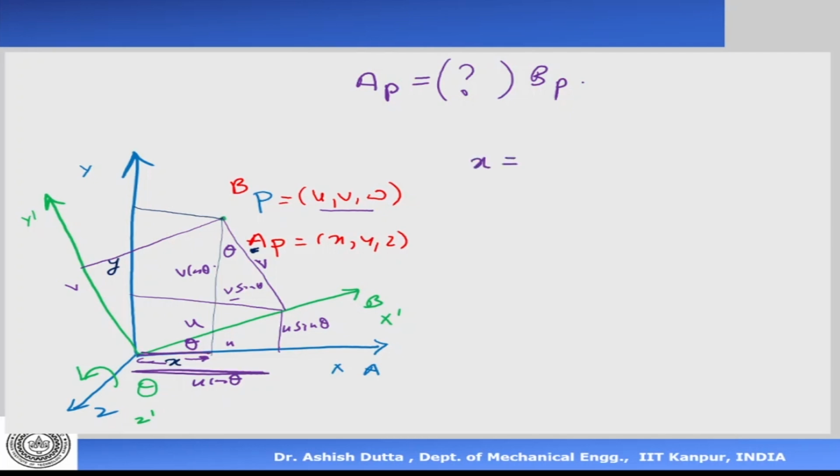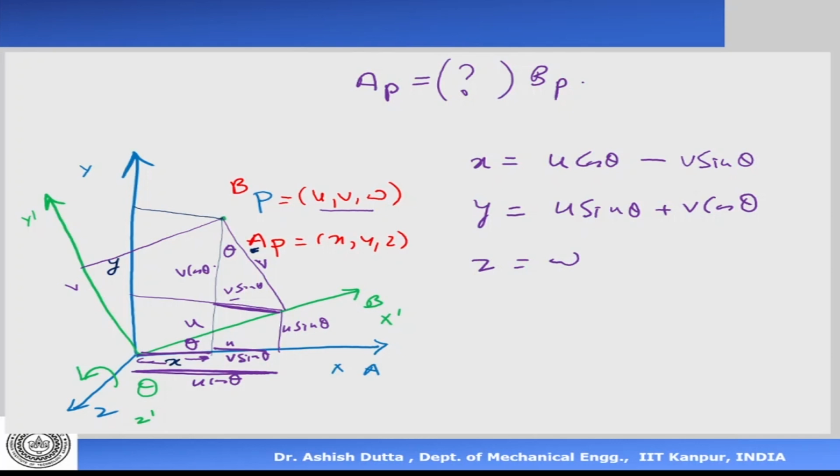X is equal to this full distance, u cos theta minus v sin theta. What is v sin theta? That is this much. So this is equal to v sin theta. And then similarly y is equal to u sin theta plus v cos theta, and z is equal to w. So in matrix form, when I write this, we write this as x, y, and z.